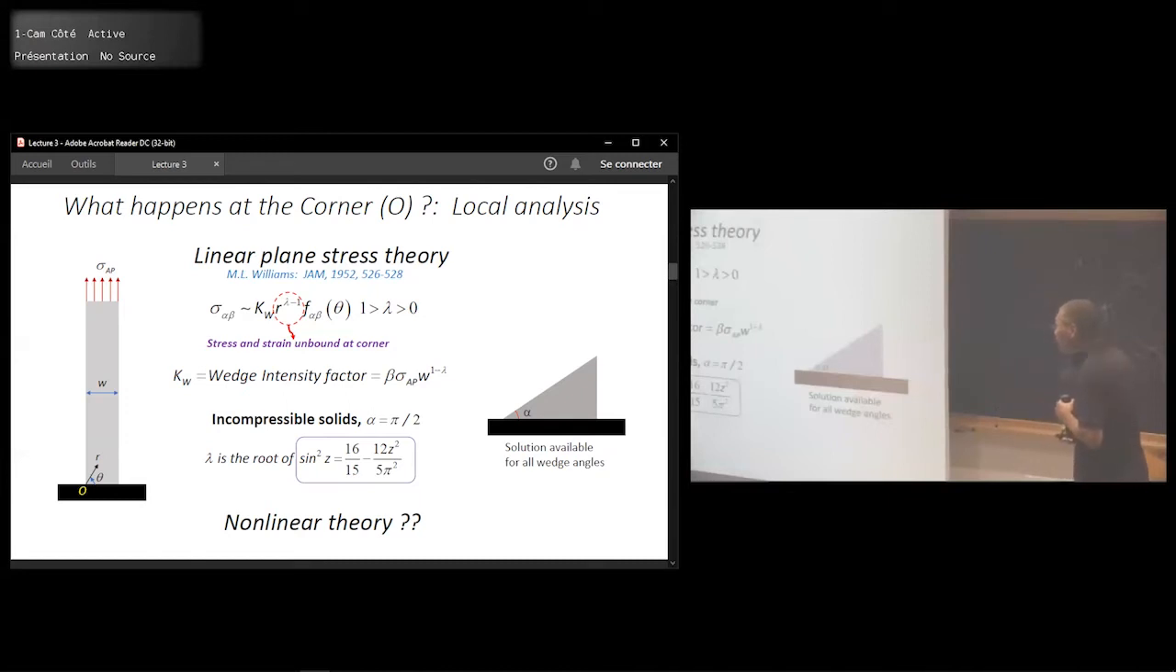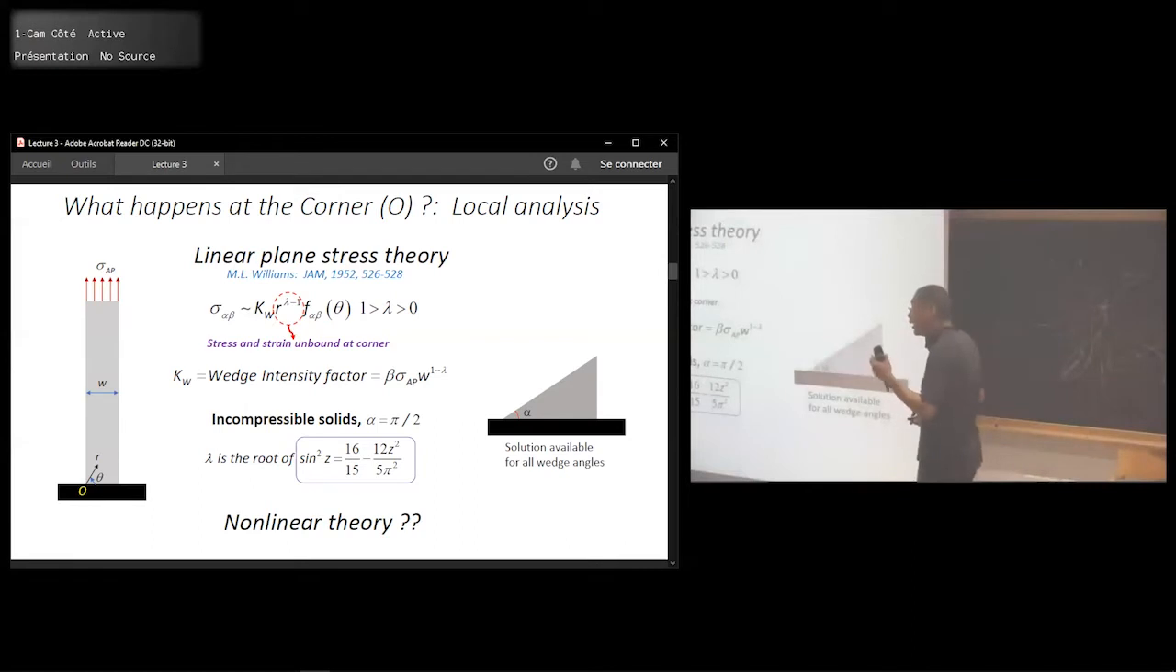For an incompressible material, this so-called singularity index will depend on the material property and the angle. In our case, this angle is pi over 2, it's 90 degrees. So for pi over 2, you have to solve for the roots of this equation. If you solve it, it will be like 0.6, or 0.64 or something like that, when the Poisson ratio is equal to 1/2.